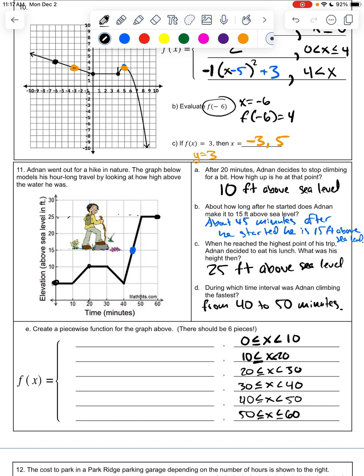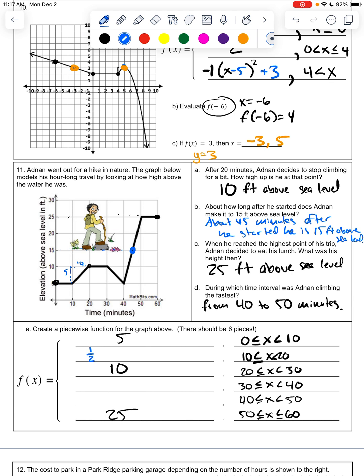Okay. Piece 1, constant function of 5. Piece 3 is a constant function with a height of 10. And piece 6 is a constant function with a height of 25. Those are easy ones for me to knock out. I'm going to knock those out first. Okay. In piece 2, what happens? He goes up 5 feet in 10 minutes. So that's a slope of 1/2.